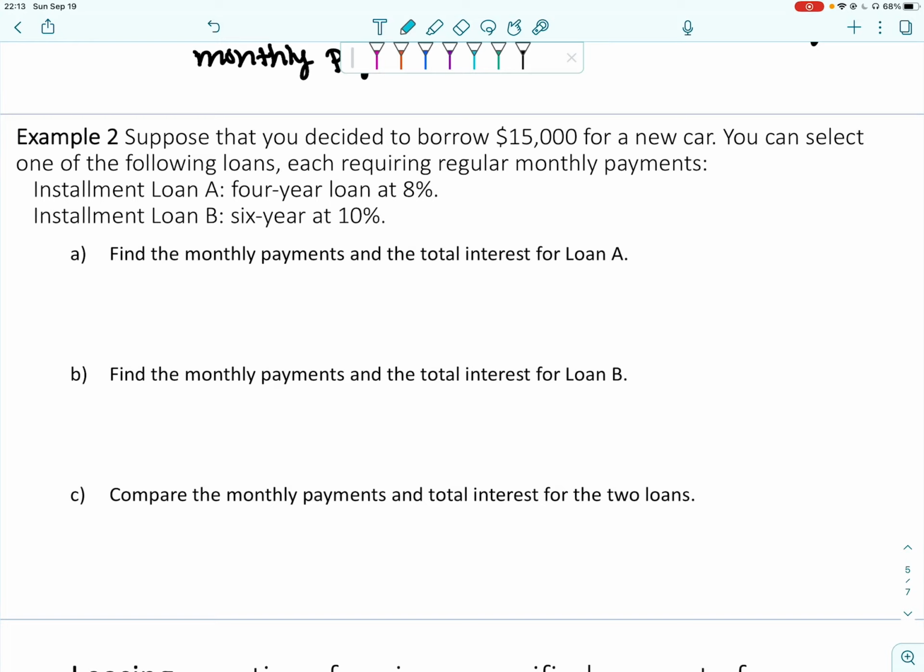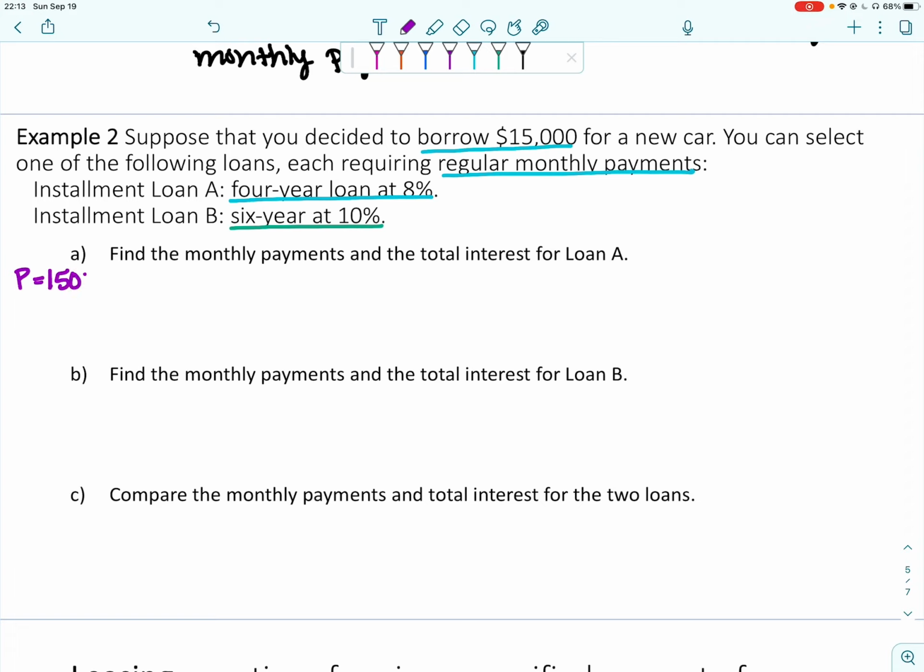But just for the sake of trying to keep these videos a little bit shorter, so you are going to borrow $15,000 for a new car. You can select one of the following loans, each requiring regular monthly payments. Loan A is a 4-year loan at 8%. Loan B is a 6-year loan at 10%. So we're going to find the monthly payments and total interest for loan A. It's the same thing that we just did, just different numbers.